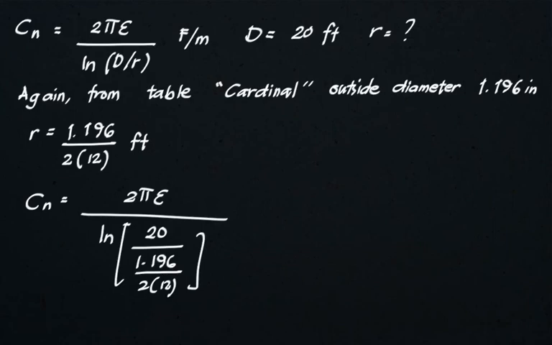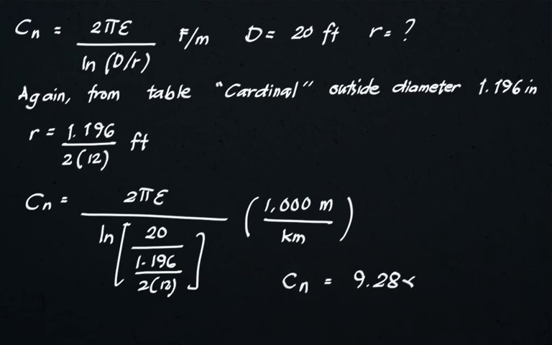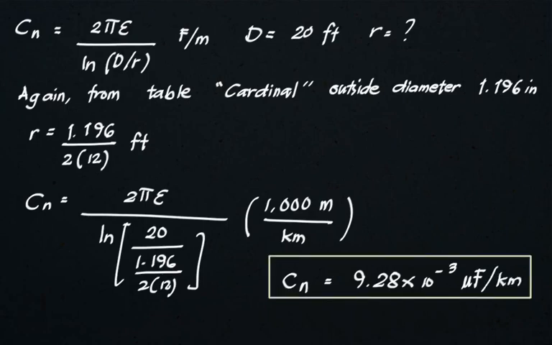However, we need the microfarad per kilometer. Per kilometer. So again, for the meter, we just have to inject 1,000 to make it per kilometer. So our Cn is given as microfarad per kilometer. Okay, is it clear? What else do we need?